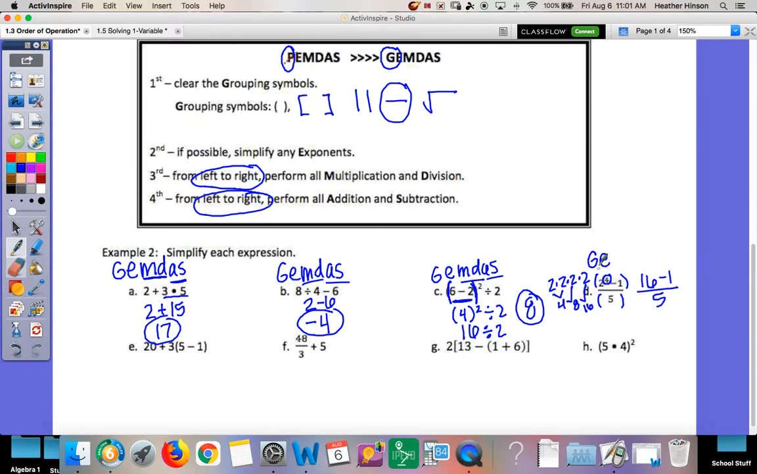What else can we do on top? Do we have any multiplication or division? No. Do we have any addition or subtraction on top? Yes, we have this minus. 16 minus 1. That is 15. Okay, and then we got this fraction. Fractions are just division. So division are fractions. When you've simplified everything else on the top and the bottom, we can divide it. 15 divided by 5 is 3.